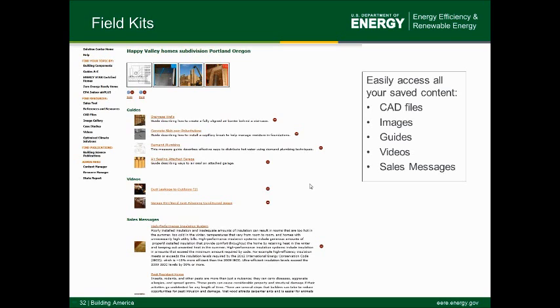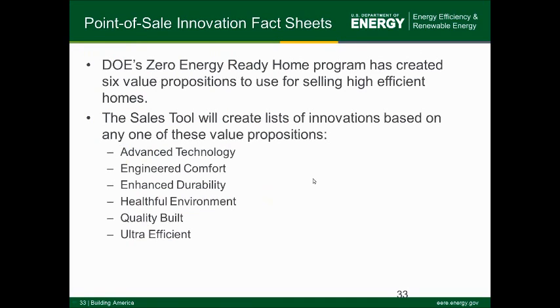So moving back to the sales tool a little bit, we're going to talk about these point of sale innovation fact sheets. The Zero Energy Ready Home program has 6 primary value propositions used to sell high efficient homes, and the sales tool will automatically create lists of these innovations for you based on any of these value propositions. These lists are bulleted lists. They're more concise than the custom lists. And the 6 value propositions are advanced technology, engineered comfort, enhanced durability, healthful environment, quality built, and ultra efficient.